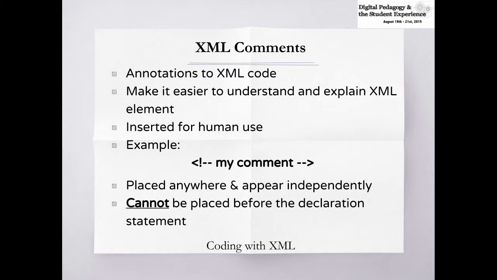Here's an example of what a comment would look like. They are defined with an opening angle bracket followed by an exclamation point and 2 dashes, and it ends with 2 dashes and a closing angle bracket. They can be placed anywhere because all they're doing is providing the person who is reading the file with information on how to use XML. They appear independently, not within element brackets or before the declaration statement.